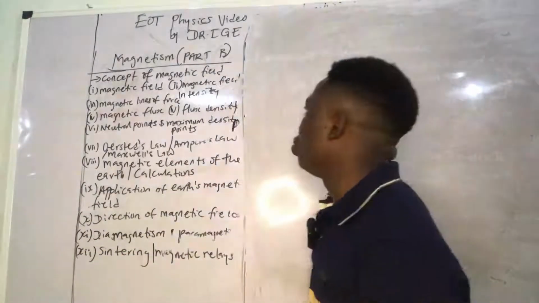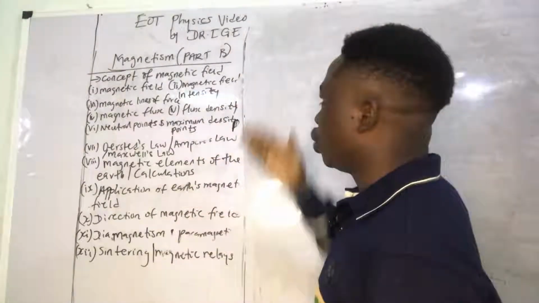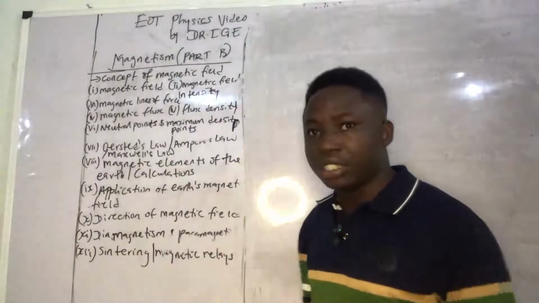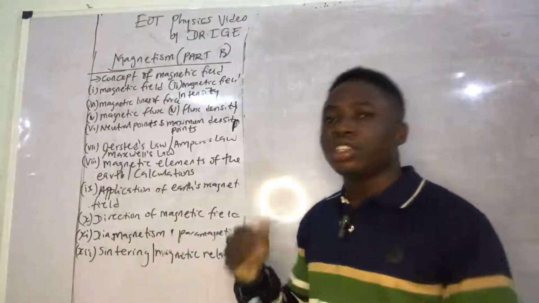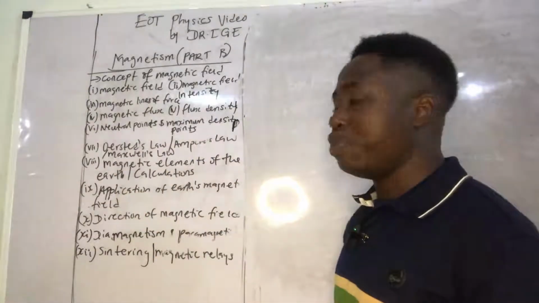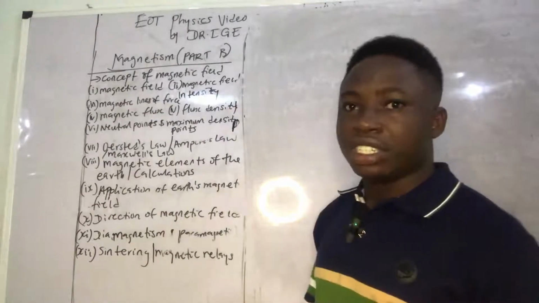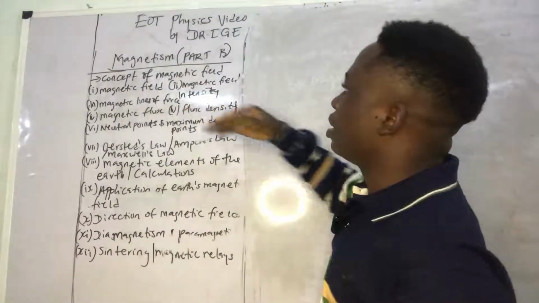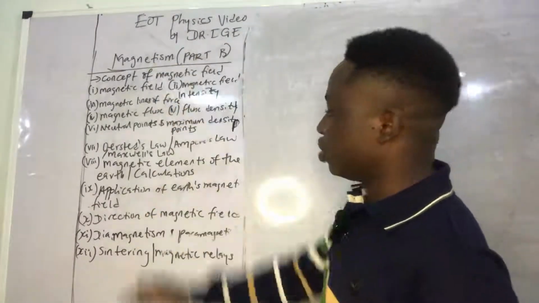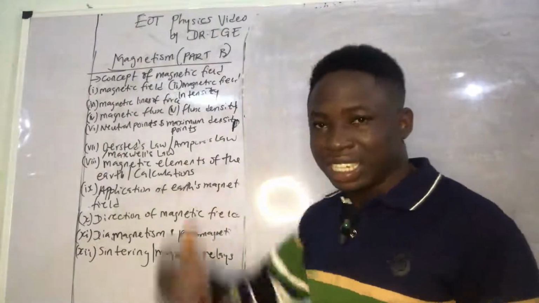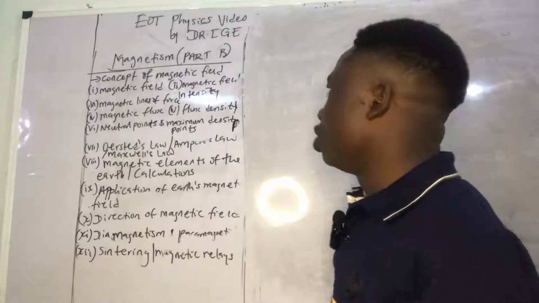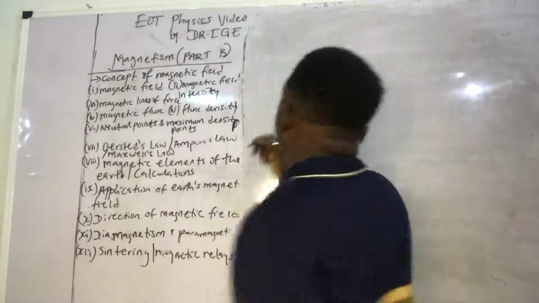This is part 2 of this video, because in the first part we talked about the basics. We'll also talk about questions so that when you go out there, questions will not be a problem. So we are going to move straight into business. We are talking about the concept of magnetic field and all these things on the board. We are going to follow this order, and I'm going to try my best to be fast and effective at the same time.